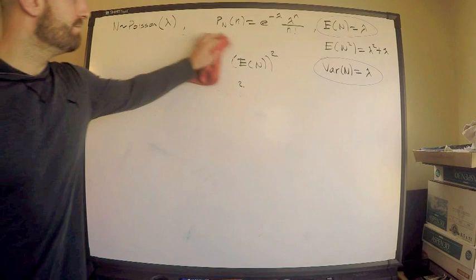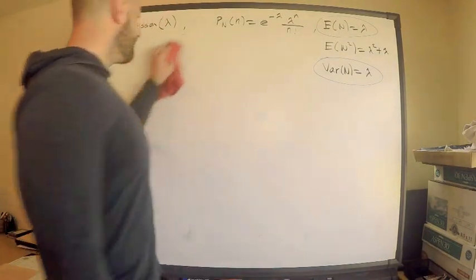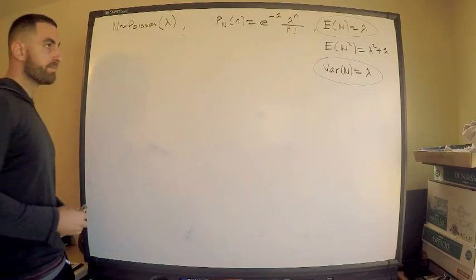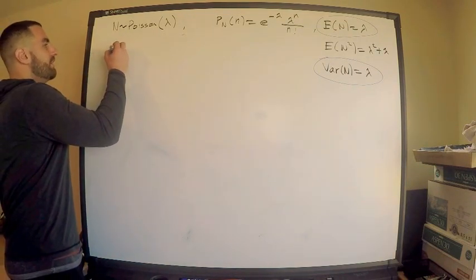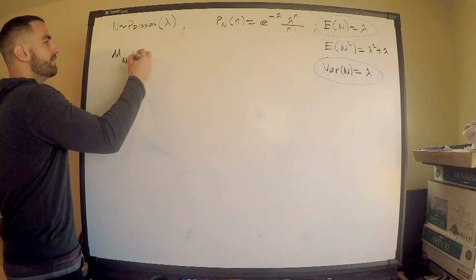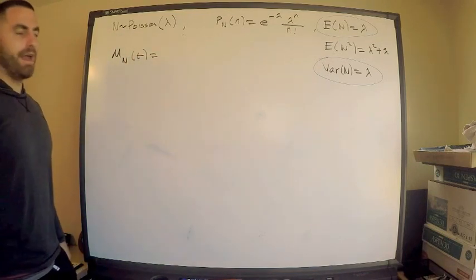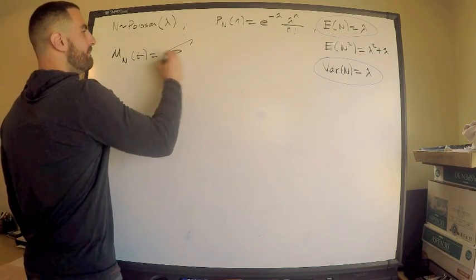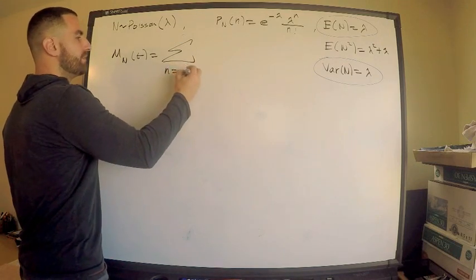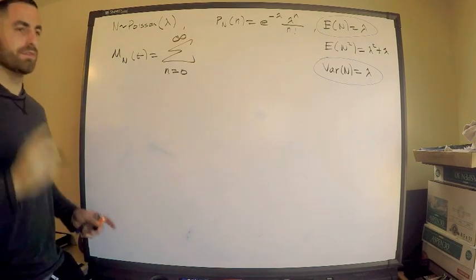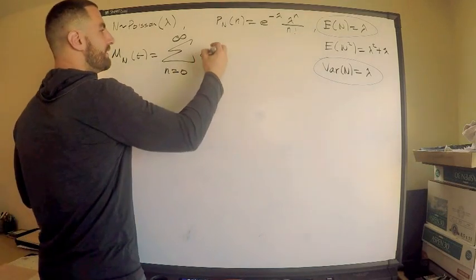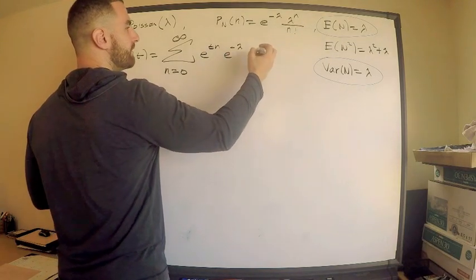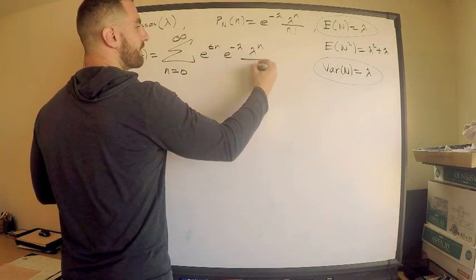Next thing on the list is the moment generating function. This is absolutely important as well. So let's derive that real quick. The MGF, the moment generating function of the Poisson random variable. This is a common notation, M sub n of t. This will be a function of t. We're looking at the sum from n equals 0 to infinity. So let me just write this out. This is e to the tn times e to the negative lambda, lambda to the n over n factorial.